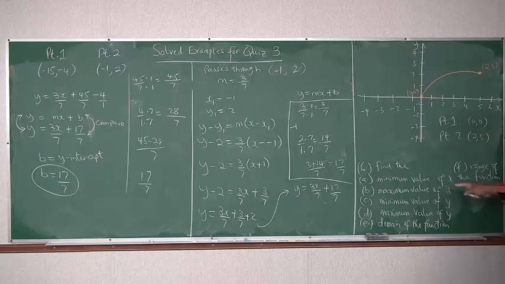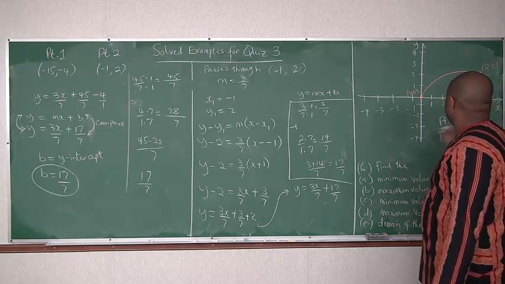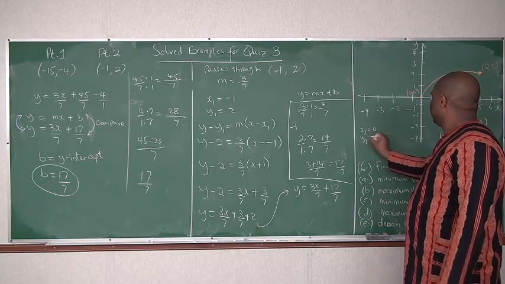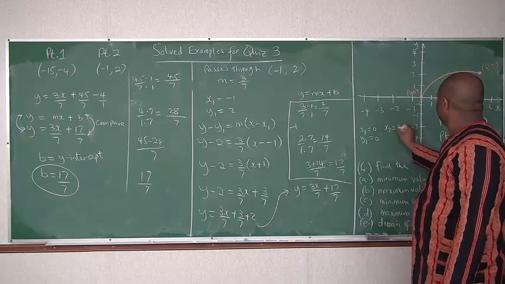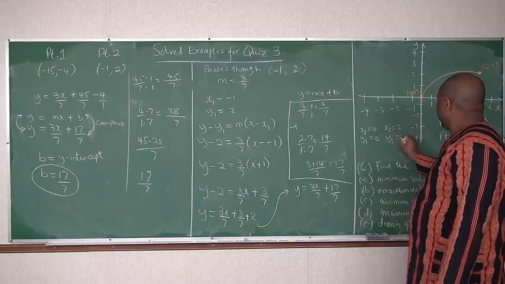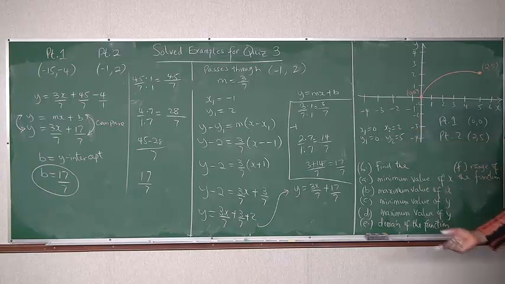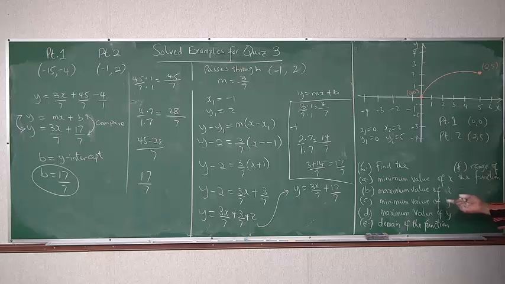What is the minimum value of x? Come on now. Point 1 is 0, 0, so x1 is 0 and y1 is 0, then x2 is 2 and y2 is 5. Look at this now. What's the minimum value of x? It's 0. What is the maximum value of x? It's 2. What is the minimum value of y? It is 0. What is the maximum value of y? It is 5.